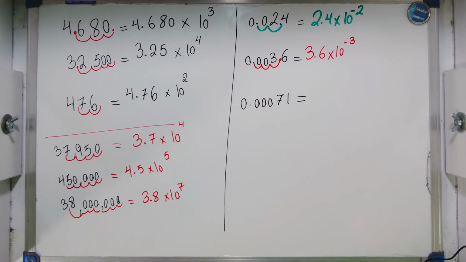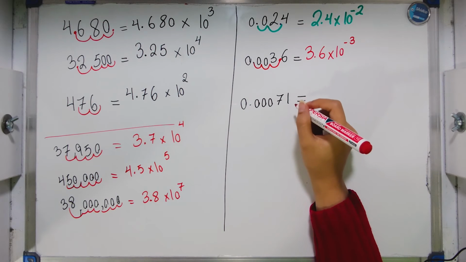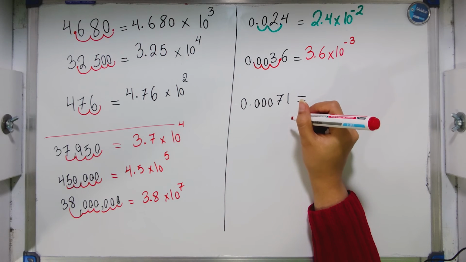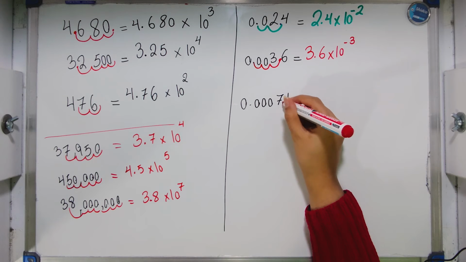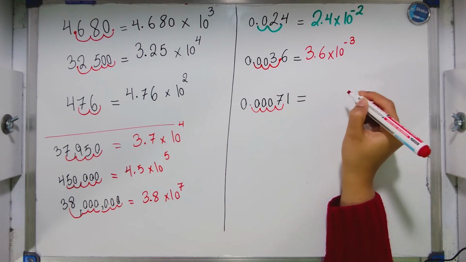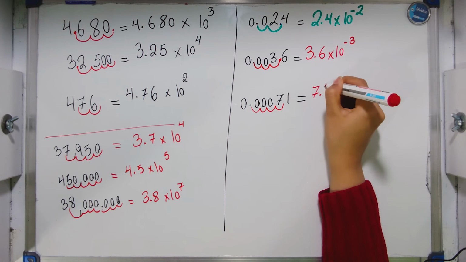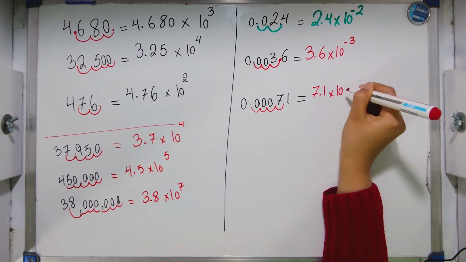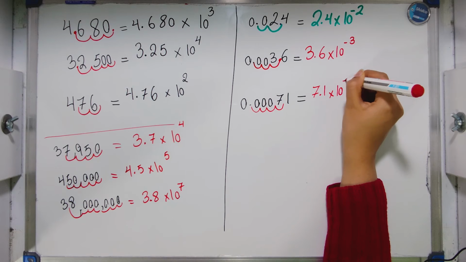0.00071. I have to put the decimal between the first two non-zero numbers, 7 and 1 here. 1, 2, 3, 4. So now it is 7.1 times 10 to the power minus 4.